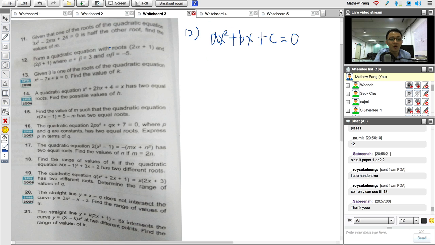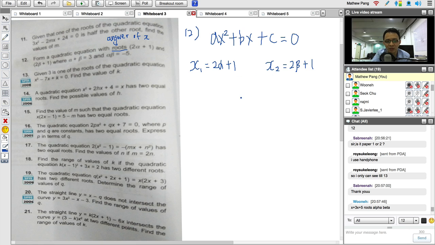Alright, so here the question says with the roots. What's the meaning of roots? I always say roots means the answer for x. Answer of x. So maybe I have x1 equals 2 alpha plus 1 and x2 equals 2 beta plus 1. Alright, this is just their roots, right? I say root is the answer for x. And then I ask you to use this to form the quadratic equation.